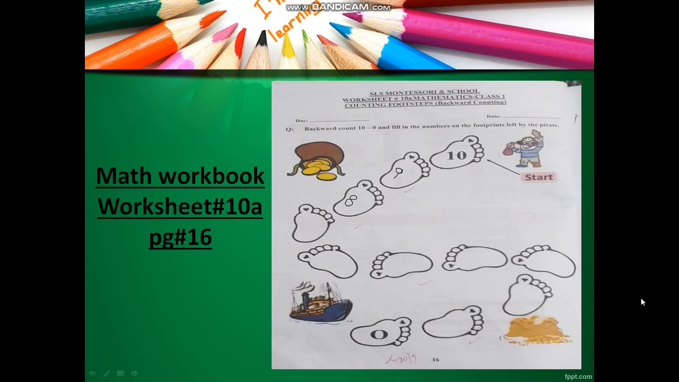As you are able to do the backward counting from 10 to 0, you know what comes before 10? Yes, before 10, students, we always write 9. And before 9, what do we write? Exactly, before 9, we always write 8. So students, you are able to write backward counting from 10 to 0. So this is your homework: do your worksheet number 10A on your own.